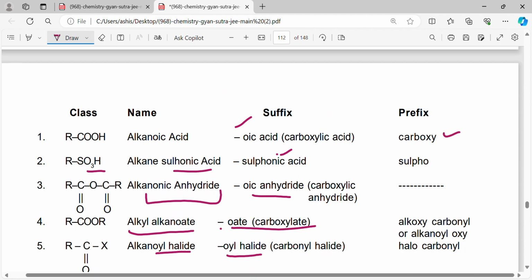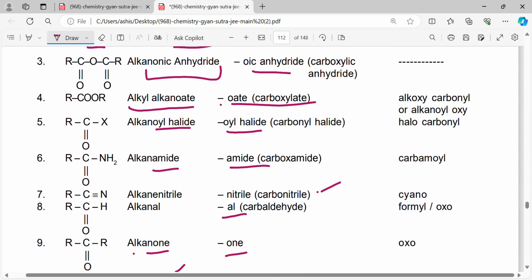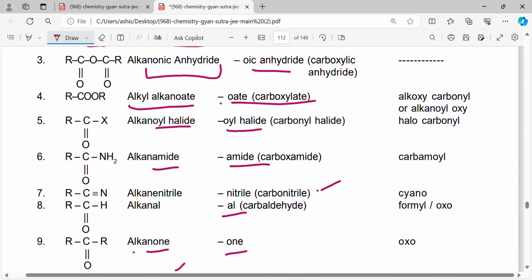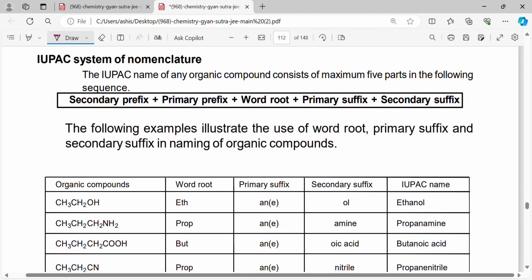The prefixes of these groups should also be remembered. For example, for COOH there is carboxy, SO3H is sulfo. These prefixes are used when two functional groups are present. When two functional groups are present, then these prefixes are very important. For amide we have to use carbamoyl. For cyanide we have to use cyano. That is for prefixes.